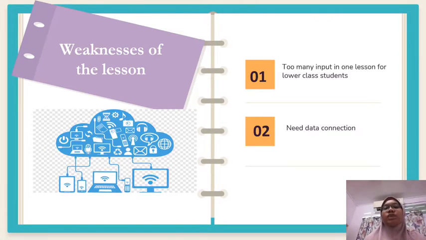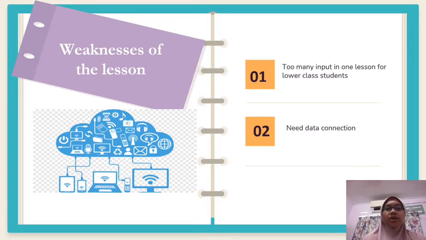The second one is the need for data connection, because when it is online, obviously data is the most important element. Without an internet connection, they can't access the materials, unless the materials are used in the classroom and prepared by the teacher. So these are two of the weaknesses of the lesson.